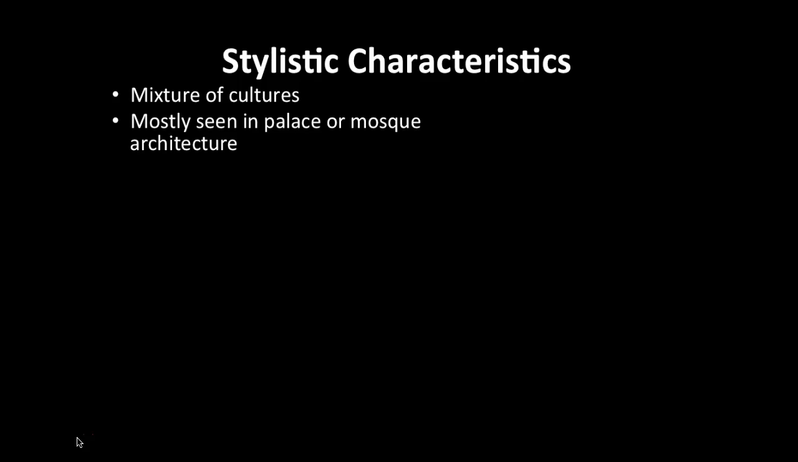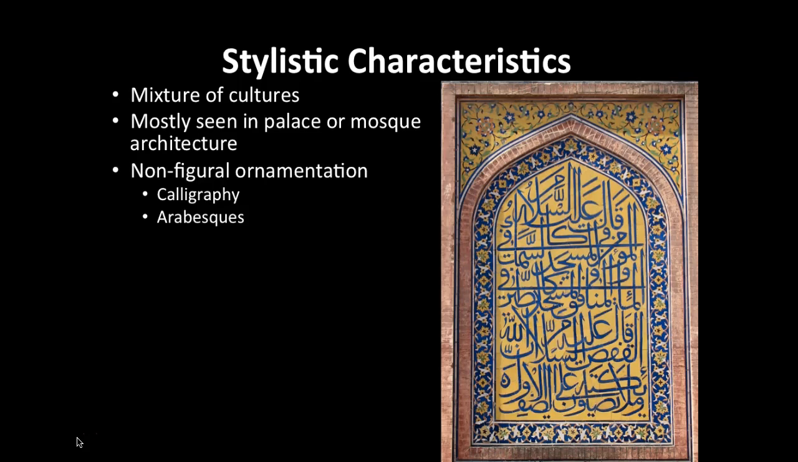So the stylistic characteristics we'll see mostly in either their palace or in mosque architecture. It's very typical. Every mosque has specific characteristics that we're going to go over in a few minutes. Another thing that's important is that there's a lot of non-figural ornamentation. And that's because in the Islamic faith, they believe that they should focus on the word of God, not anything that projects any type of image.